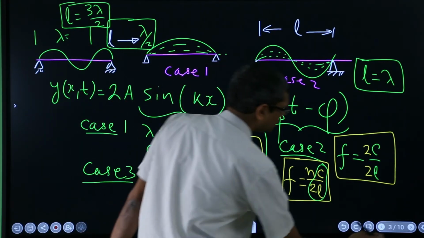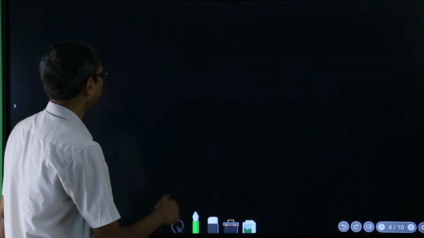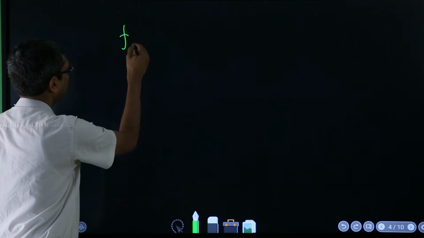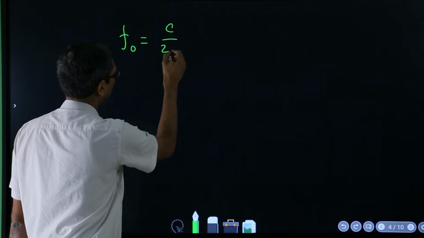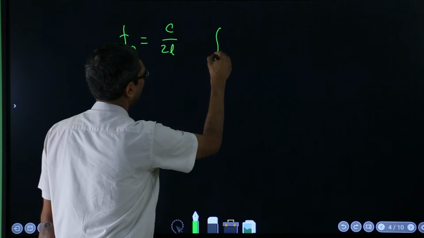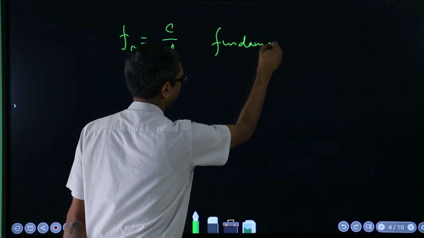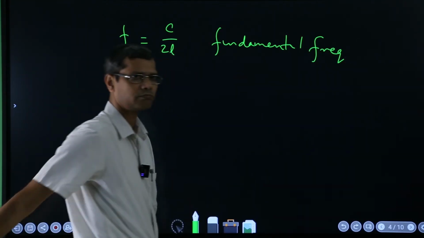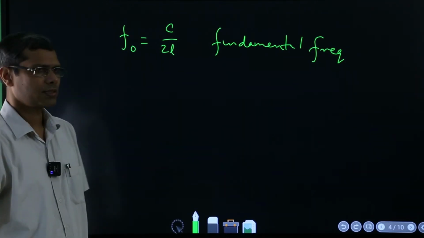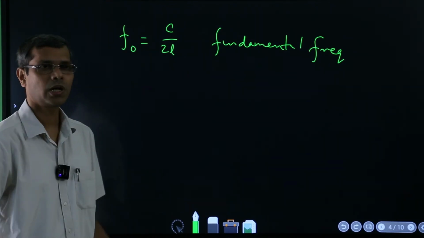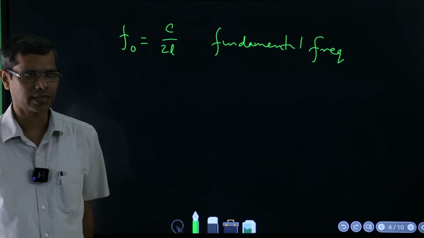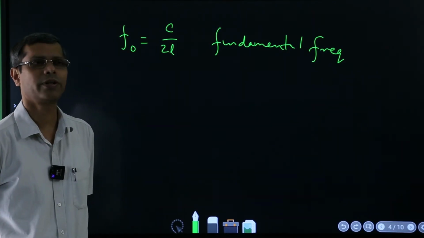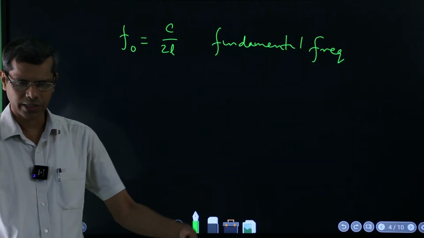So there are some terminologies which are used here. When n is equal to 1, that is f naught, which is C over 2L, that is called the fundamental frequency of any system. This is a general term which is not fixed to a string of finite length, it's a very generic term. Fundamental frequency is the lowest frequency which can be sustained on a system.